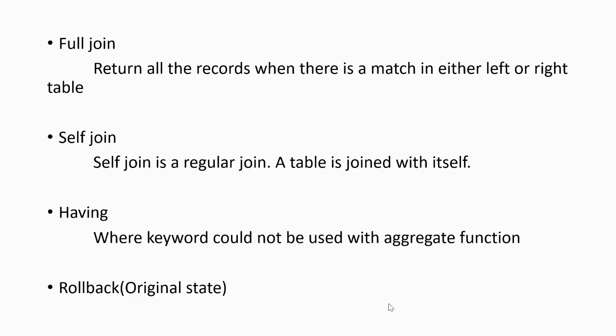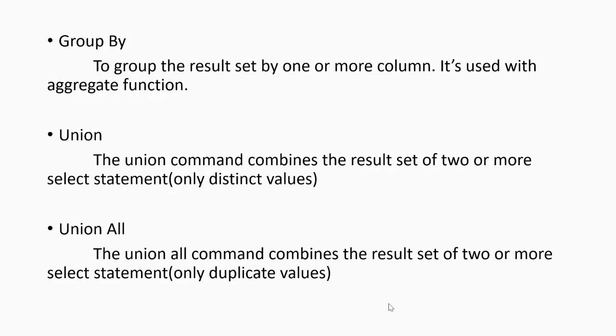Then the having keyword is used with aggregate functions, since the where keyword could not be used with aggregate functions. This is an important point. Then rollback is going back to the original state. We can use that for rollback. Then group by is used to group the result set by one or more columns, and it is used with aggregate functions. Group by is used with aggregate functions.